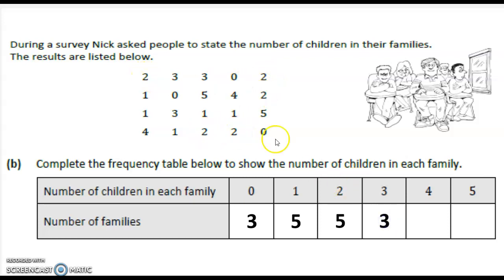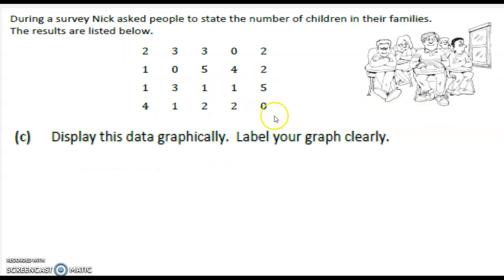The number who had 3 was 3: 1, 2, 3. The number who had 4 was 2: 1, 2. And the number who had 5 was 2 also: 1, 2.